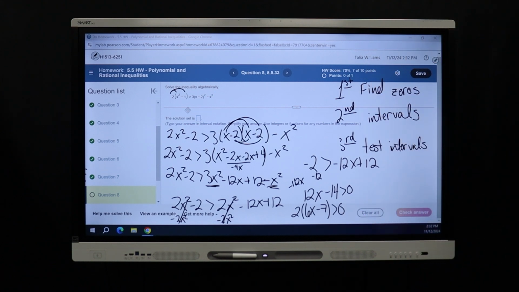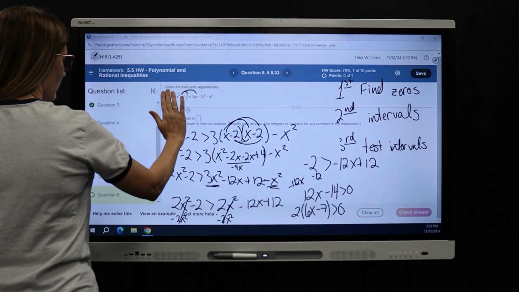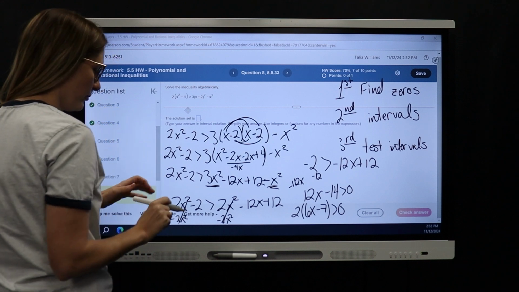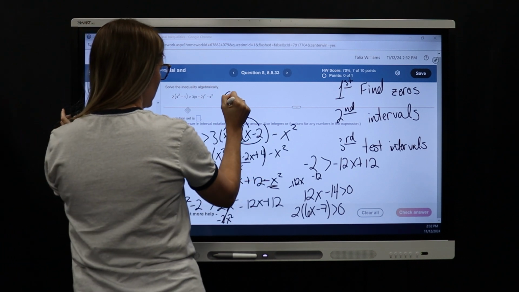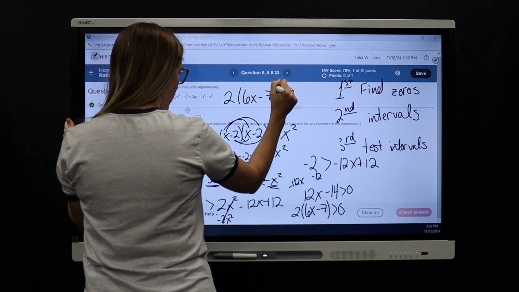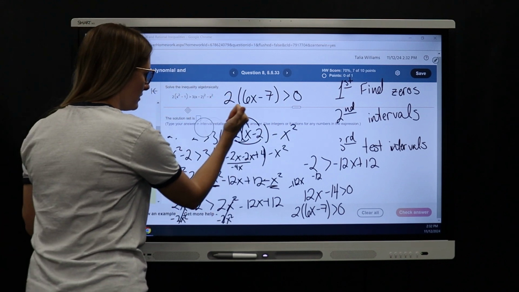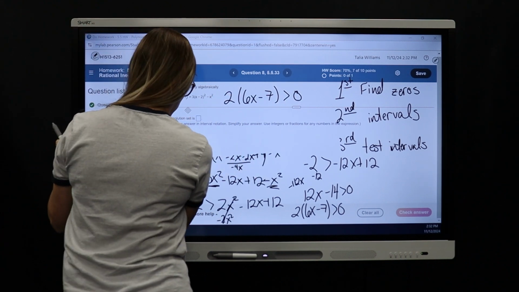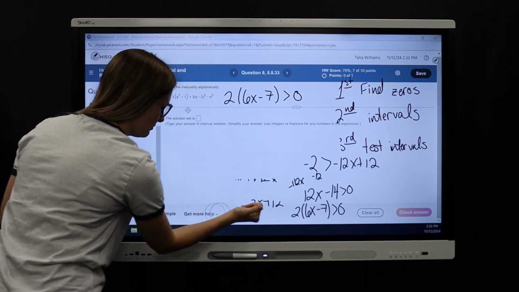Okay. I'm just going to write it up here instead of trying to move it all. So all of that simplified to that. That's what I'm going to use when I test it. All of this I'm going to erase because I don't have the room to keep it up here.